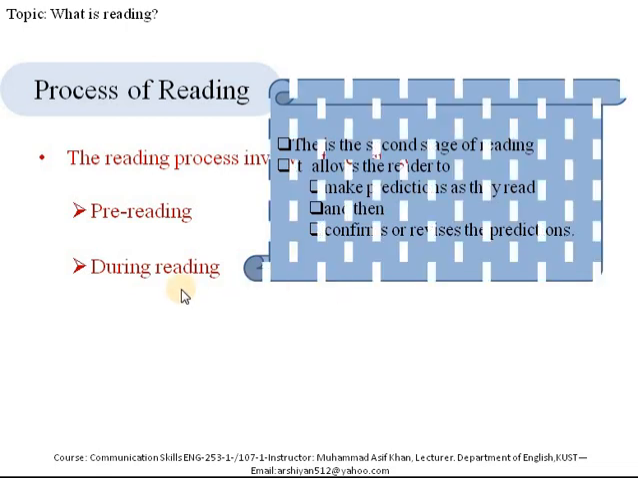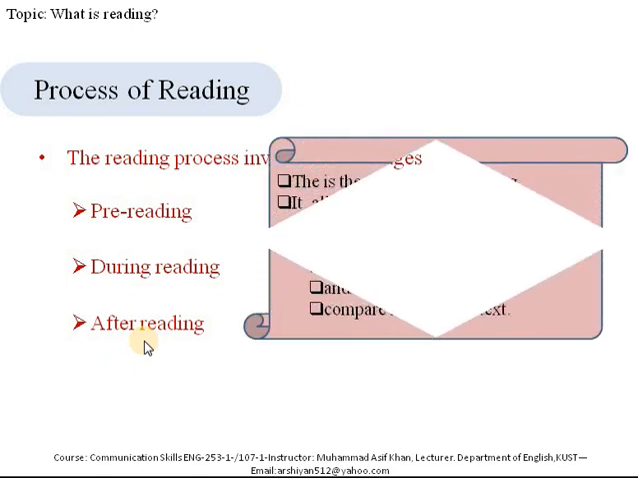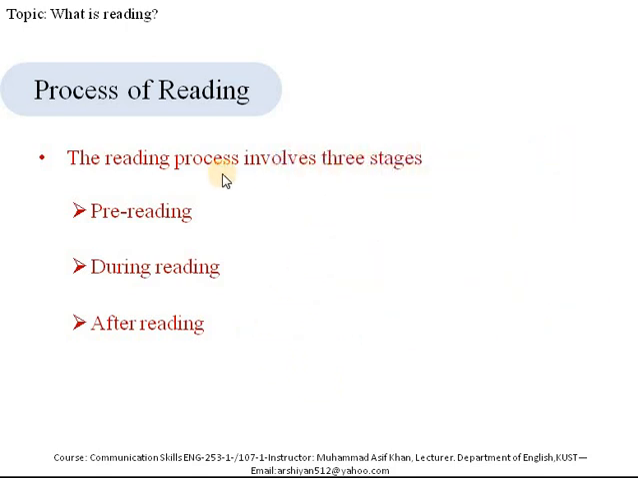The third stage of the reading process is after reading, and it allows the reader to retell the story or discuss the elements of the story or text which he has read. He is now able to answer questions, and he has the capability to compare this text to another text. So these are the 3 stages of the reading process. The first one is pre-reading, the second is during reading, and the third is after reading. These are the 3 important aspects of the reading process.